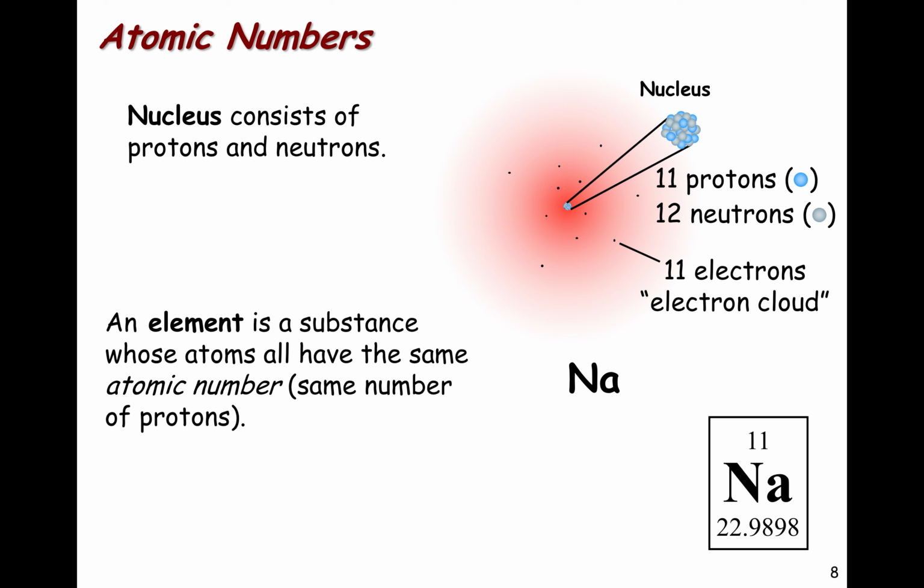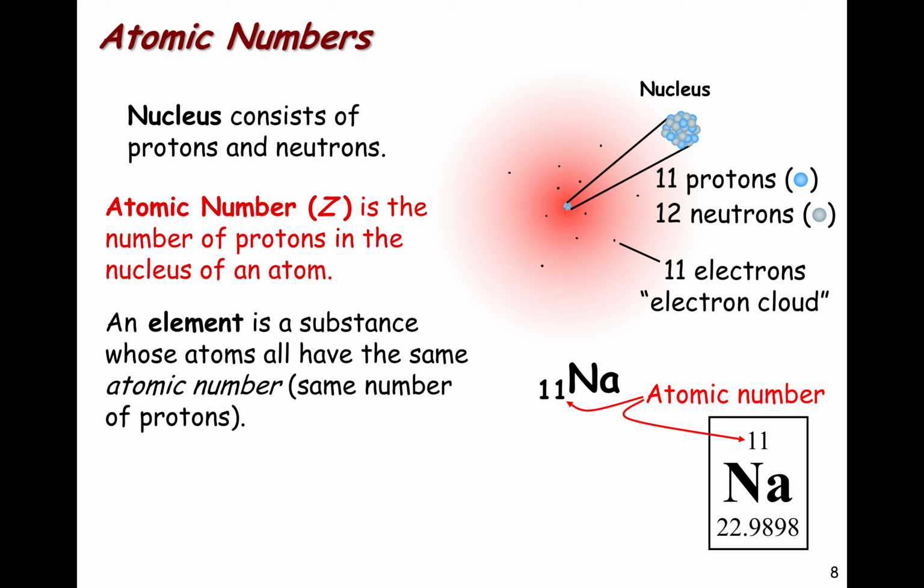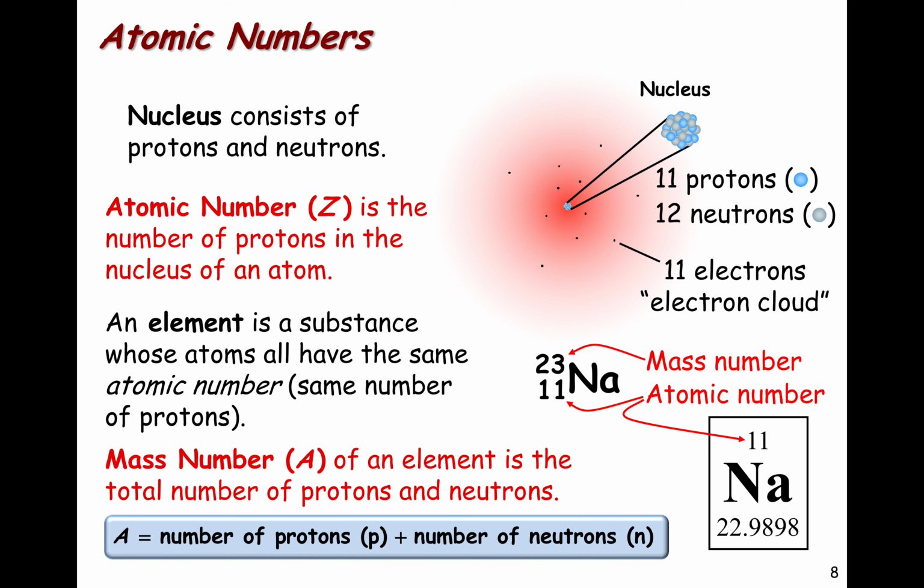We place this symbol inside of a box and then provide some additional information. In this case, above the atomic symbol in the box is the atomic number, which is 11, which then tells me there are 11 protons for sodium. Below the sodium is the atomic mass. And so in this particular case, since there are 11 protons and 12 neutrons, the atomic mass is essentially 23.